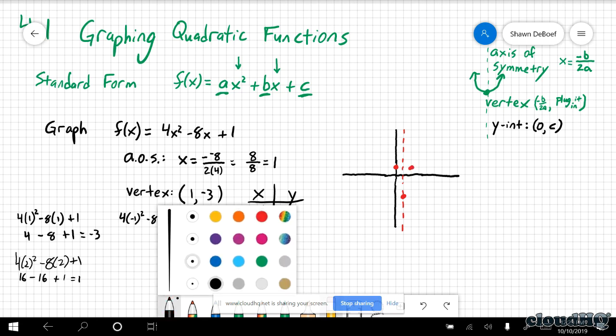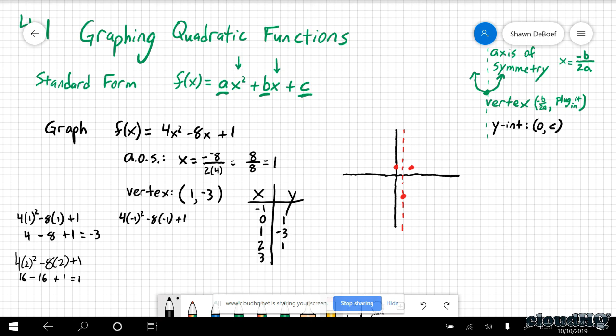We were plugging in -1. Order of operations. Square -1, you get +1. So 4 times +1 is 4. -8 times -1 is +8. +1, so we get a total of 13. That's when I plugged in -1. Should give us the same thing when I plug in 3. That's going to be off the graph. I can plug in 3 just to make sure that I didn't make any mistakes. So 3 squared is 9 times 4 is 36. Minus 24, so we're at 12 now. Add 1, we get 13. Yes, so it is balanced.